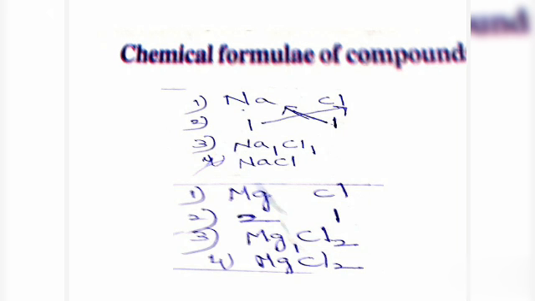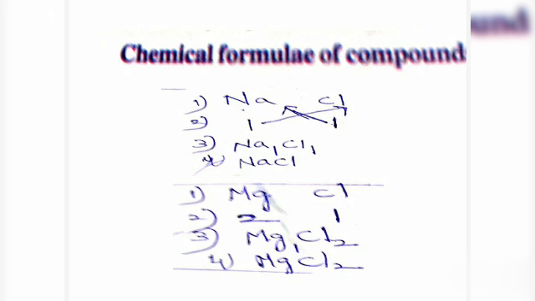We have written them. Second step, we should write the valency of the elements downside. What is the valency of sodium? 1. Why? Because to get that octet, it is losing 1 electron, so its valency is 1. What is the valency of chlorine? 1. To get 8 electrons, it is taking 1 electron. That's why its valency is 1.